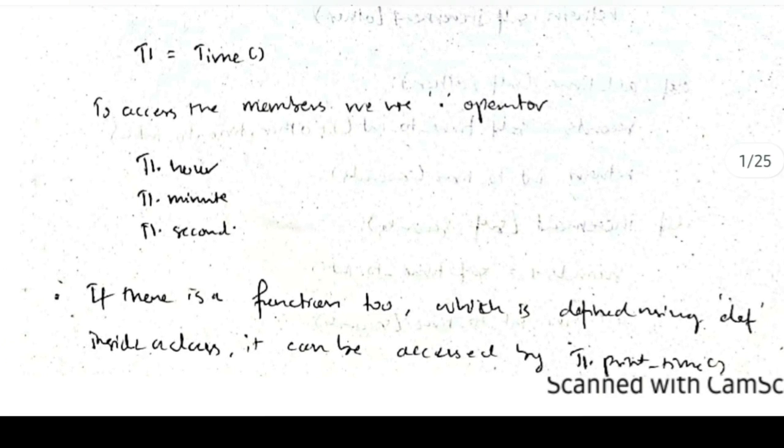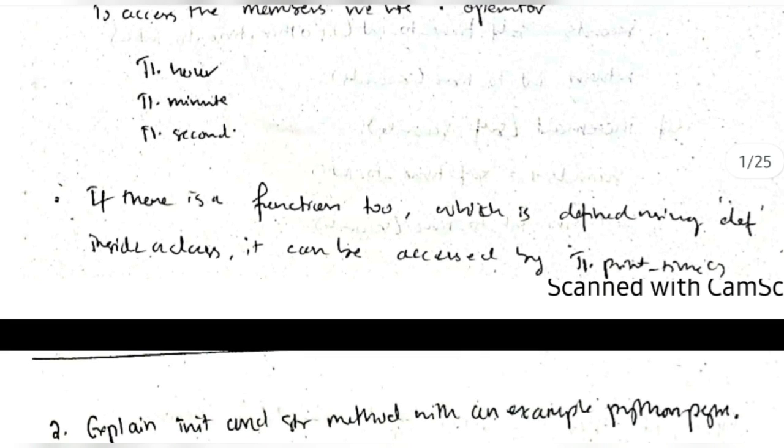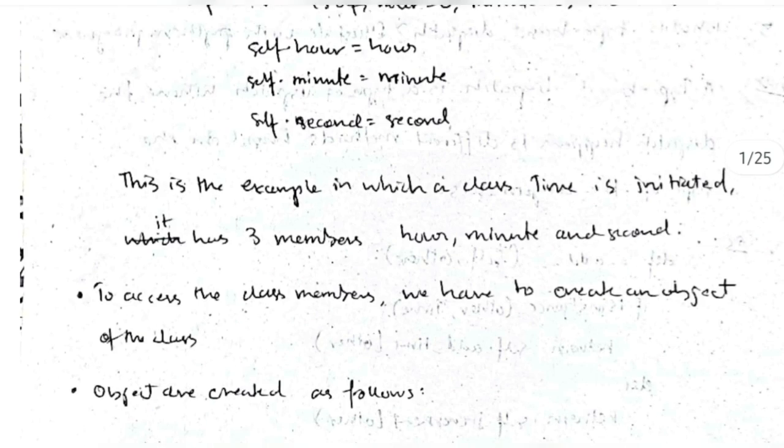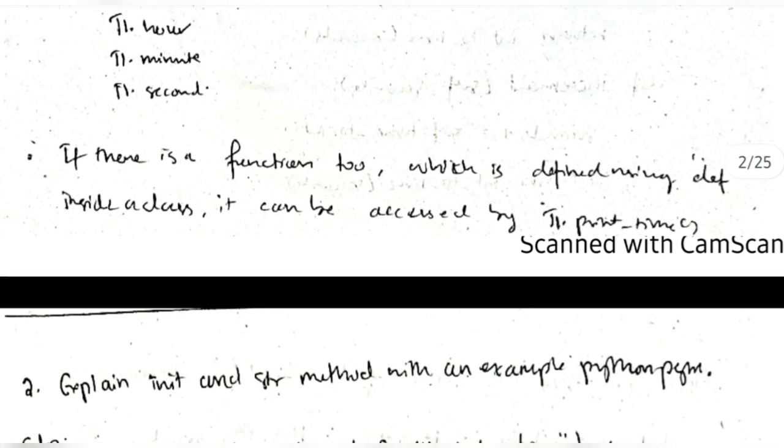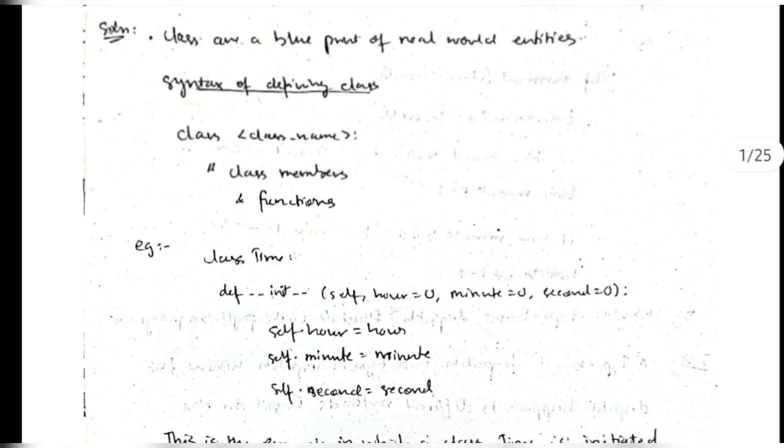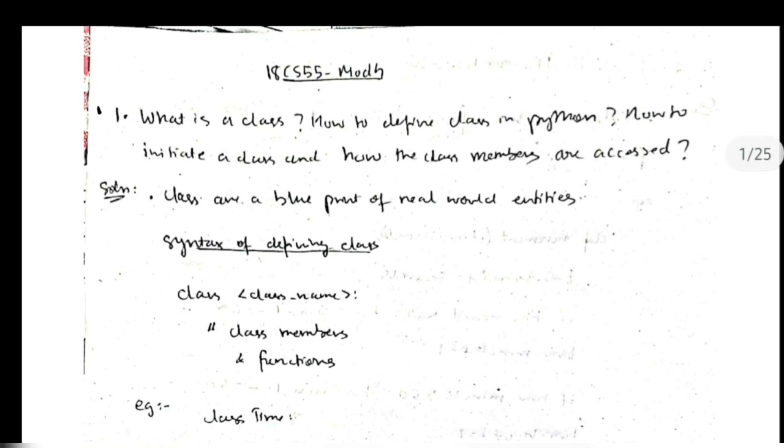So you will be accessing the values using the dot operator, and if there is a function also, we can write it using def, like how we have written def init here. In that same way you can write any other function like def print_values, and you will have the print function inside it. If you want to access that, we will access it in the same way: t1 dot whatever the function name is, with the dot operator in between. So that's all about the first question, which is what is a class, how to define a class, and how the class members are accessed.